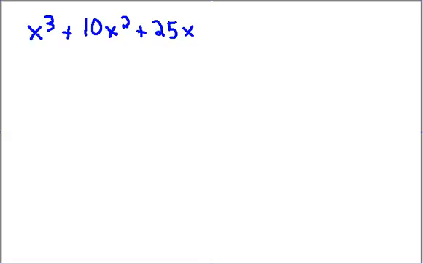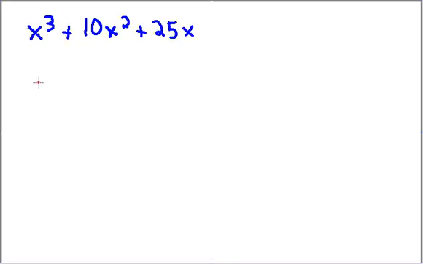Let's take a look at one more here, and then that'll wrap up this particular session. We have x to the third plus 10x squared plus 25x. Once again, we take a look. Are there any coefficients that we can factor out? No, we have a 1 here, a 10, and a 25. If it were just a 10 and a 25, we could factor out a 5. But we also have a 1 here, and there's nothing else we can factor out with that 1. So there are no coefficients that we can factor out.